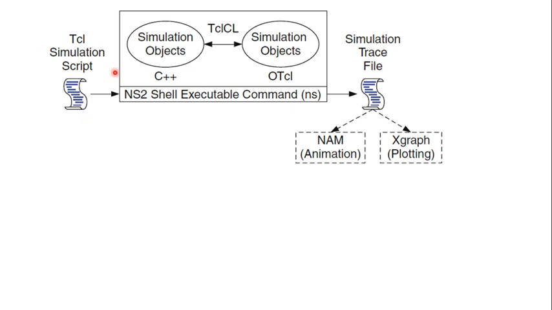So this is the source file name with the .tcl, and this is the command to execute: ns followed by the source file name .tcl. That produces the source file name with the .tr, which is the trace file. From that, it is left to the user to decide how to analyze the simulation results.